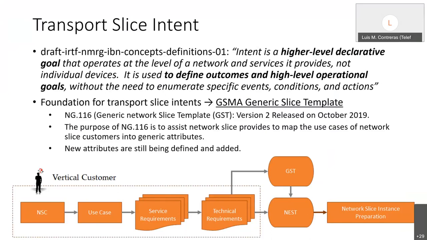So basically what we were looking at is that probably this generic slice template could be a very good foundation for these transport slice intents, in the sense that there would be a way of expressing attributes that the customer could fill out in order to request the properties of the slice to be accomplished in the transport part.